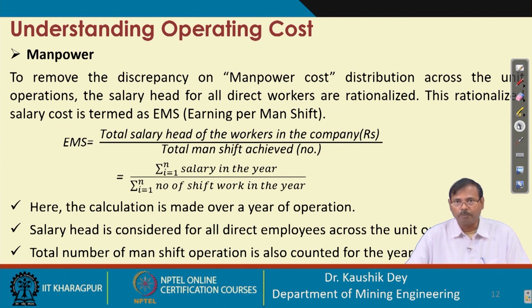So, if anyone is considering, say, big public sector organizations, mining operations which are working here, their EMS is coming almost close to 4,000 rupees per shift. So, engaging one man for one shift costs the company 4,000 rupees. So, that is the consideration carried out.